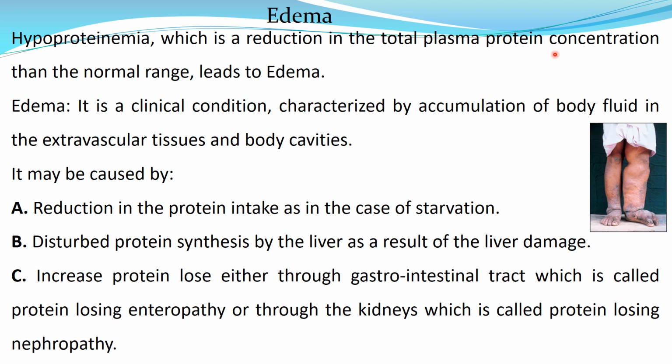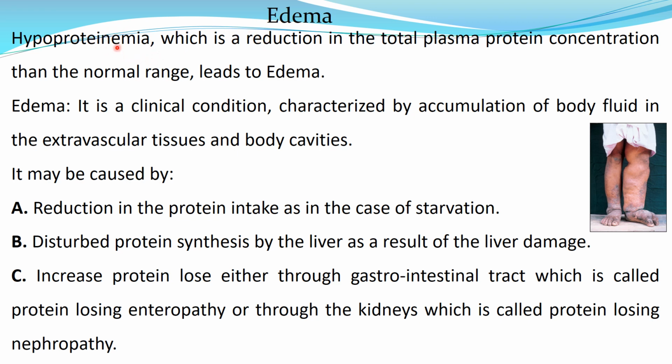If you remember, when we explained the plasma, we said about 7% of the plasma is made of plasma proteins. And we said the majority of these proteins are made by the liver. So any defect or any factors which have a negative impact on the protein levels in the blood might lead to hypoproteinemia, so a reduction in the level of the plasma proteins.